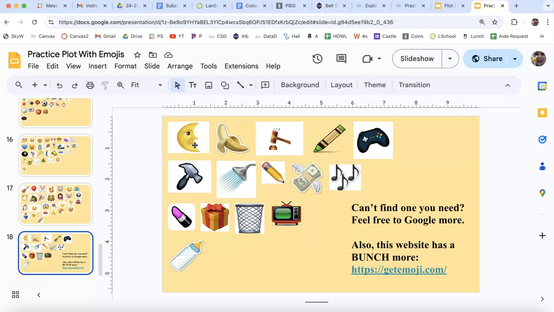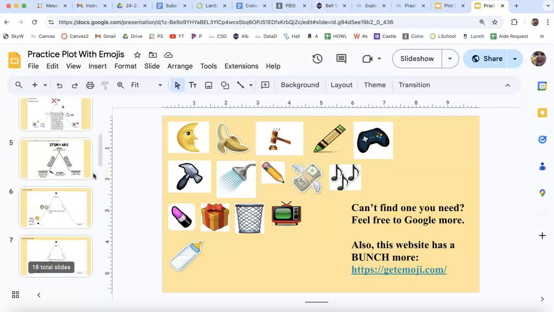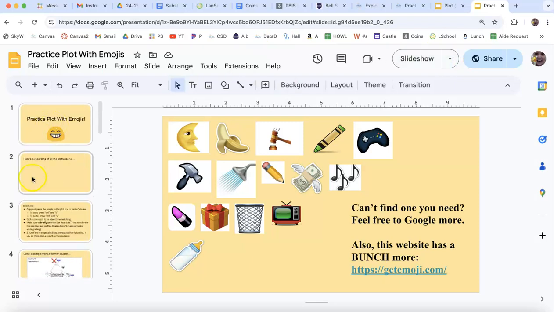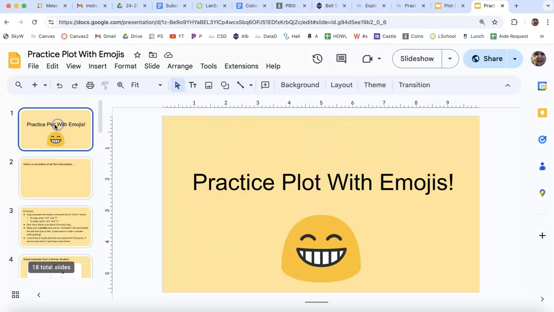I did have a kid one year who just copied and pasted the same emoji 10 times. That would not count. I want to see the story actually happening. If this website works, some years it's been blocked, some years it hasn't. Feel free to get emojis there, but you can also just Google. I think that's everything. So have fun with practicing the plot line with emojis.